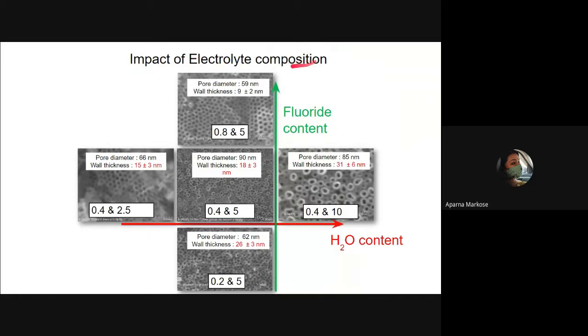And there is an impact of electrolyte composition as well. You can see when I change the composition of the electrolyte, this is the water content. When the water content is 2.5, your tubes look like this. When you increase it, your tubes will look like this. Similarly, when you increase the fluoride content, your tube will look in this way. Follow the green arrow mark, and you can see that it looks in this way.